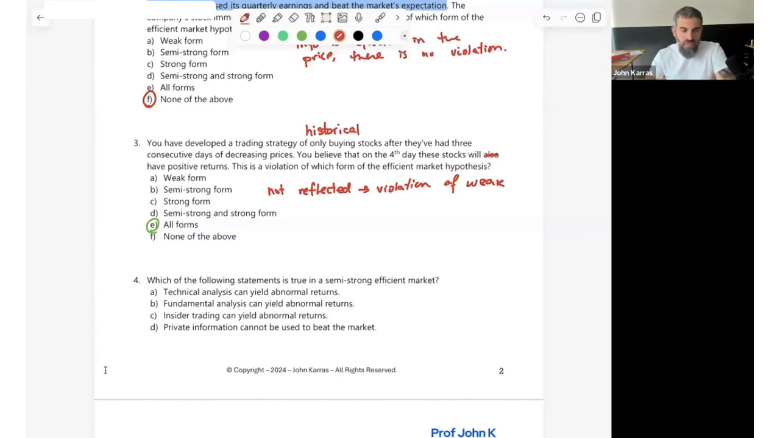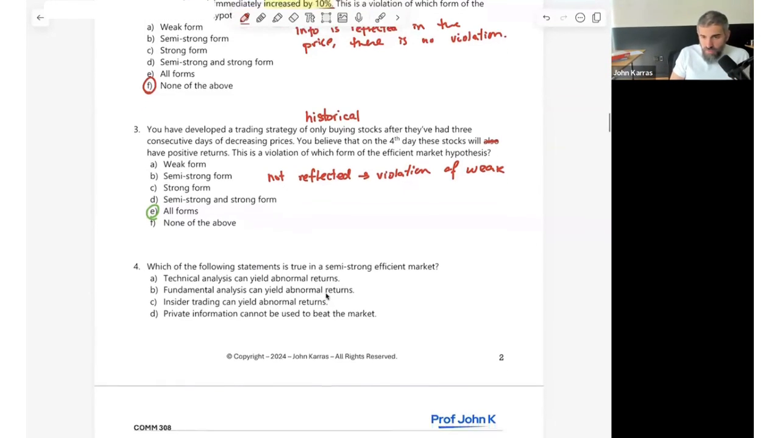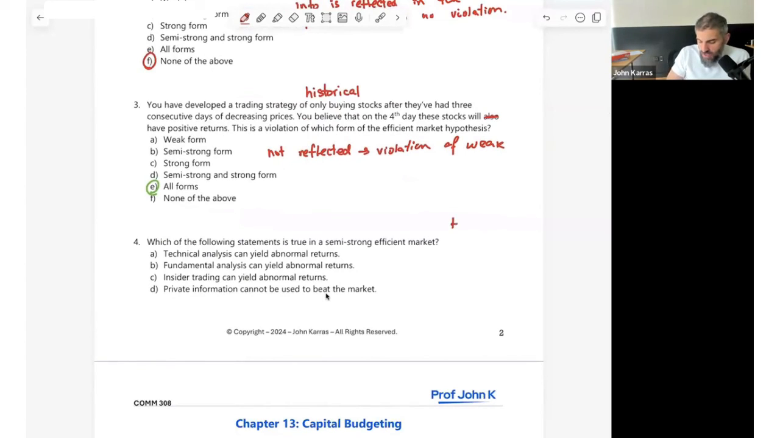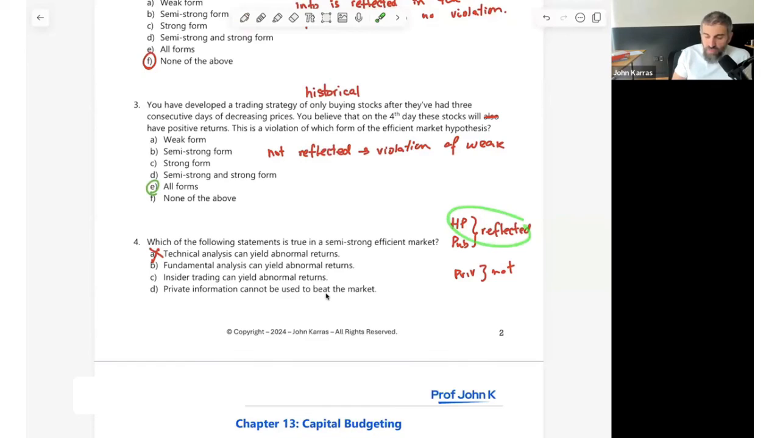So Lara says C. The rest of you guys say nothing. Let's run through it. Okay, semi-strong form. Remember what that means. It means that historical price information is reflected in the price. It also means public information is reflected in the price. So these two are reflected. Private, not. So technical analysis can yield abnormal returns? No, because historical information is reflected in the price.